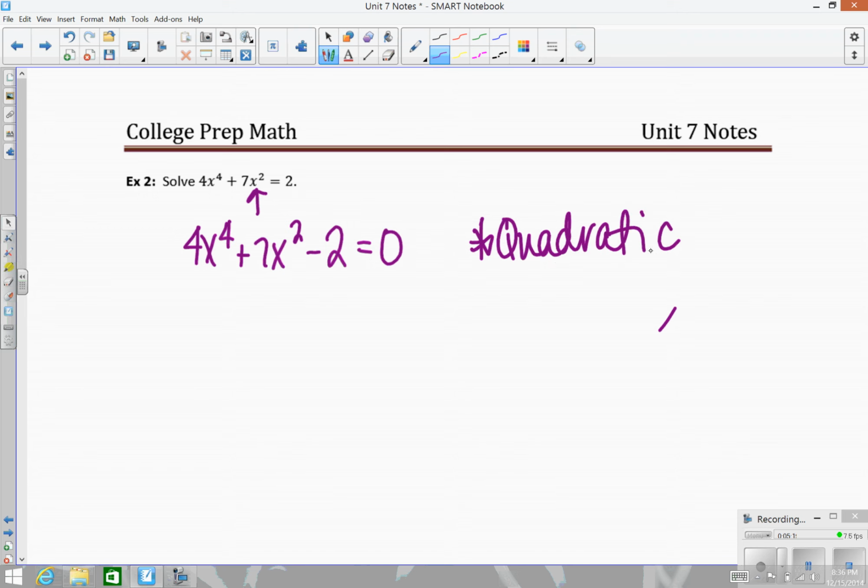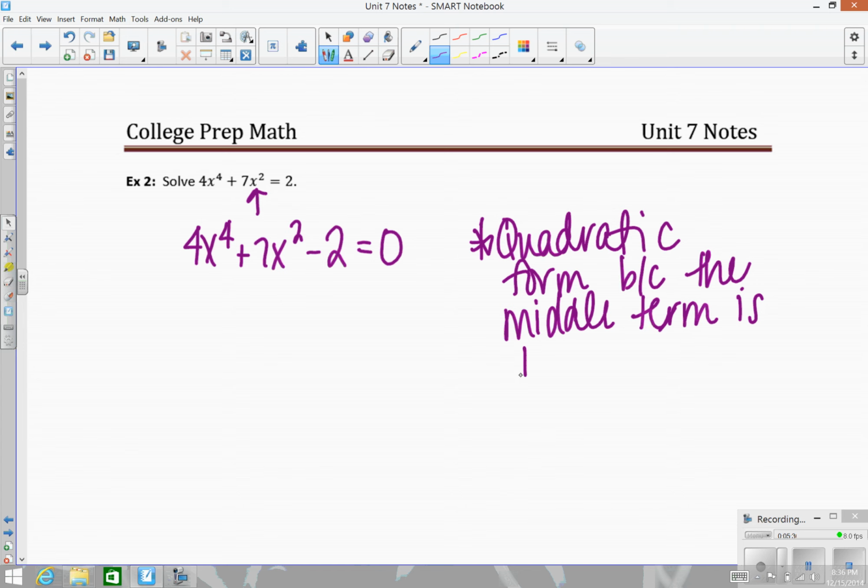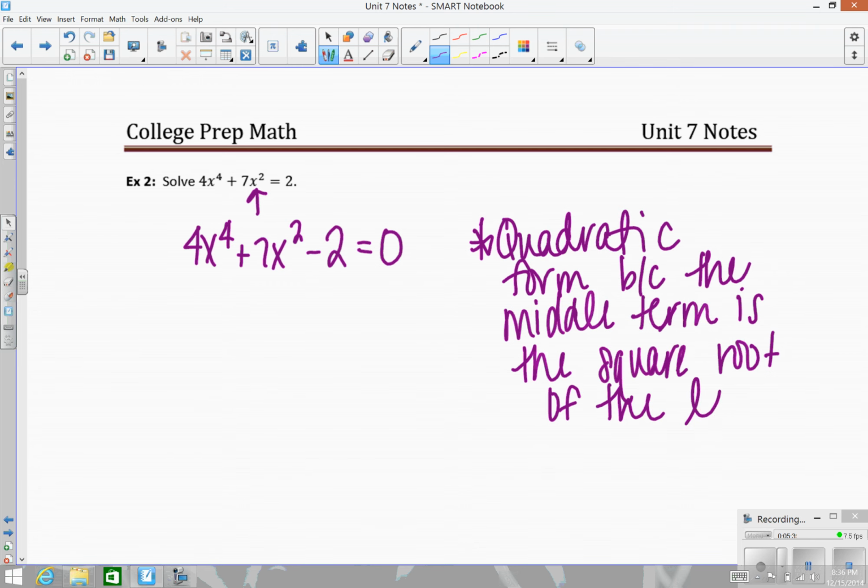So it's in quadratic form because the middle term is the square root of the leading term. So just like the previous problem. Even though it's an x to the fourth, the middle term is still the square root of the leading term.